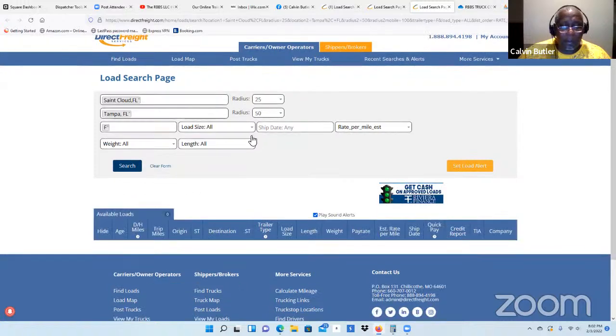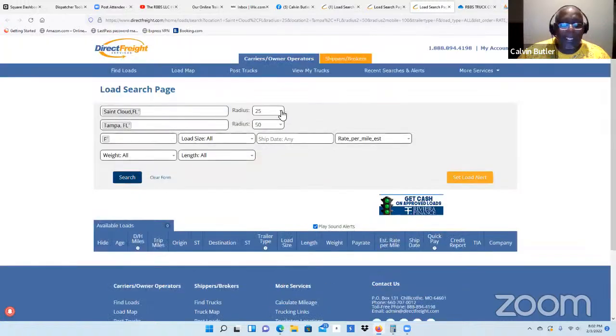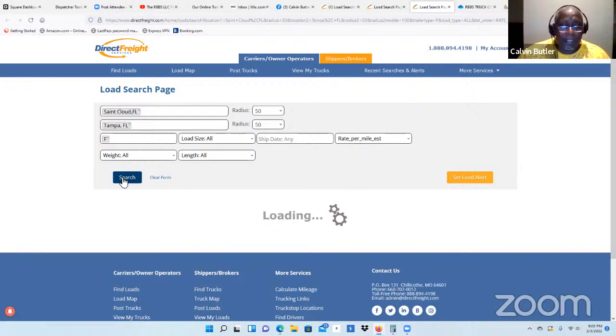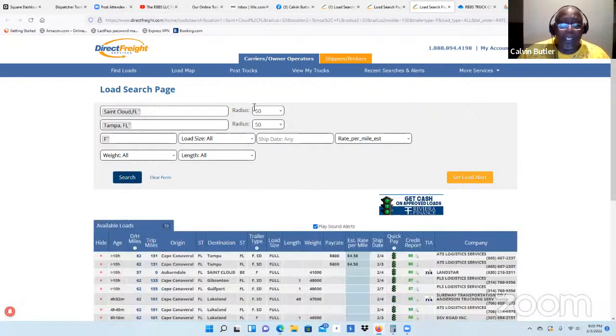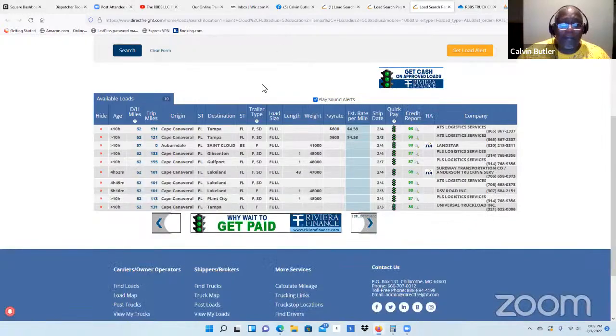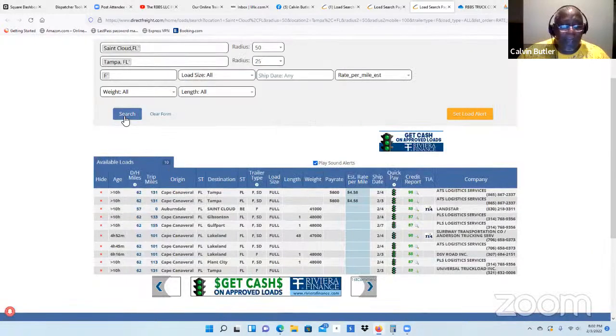All right, nothing within 50 miles. Let's see if something is picking up within 50 miles of St. Cloud going to Tampa. Let's see how that works. All right, we got some action here. Let's cut this down and see if anything is going real close to Tampa.